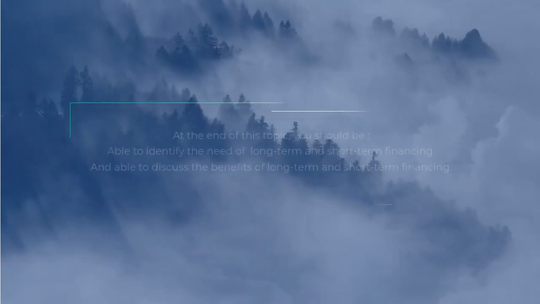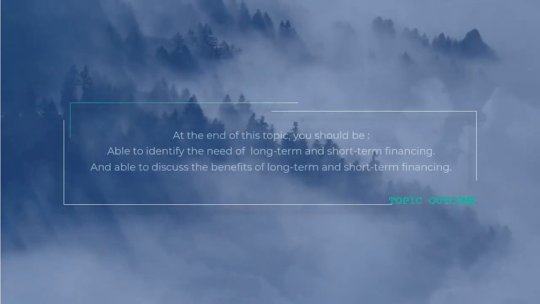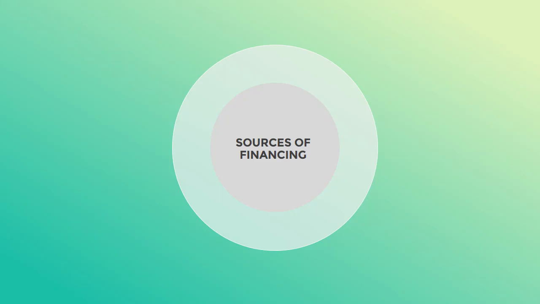At the end of this topic, you should be able to identify the need of long-term and short-term financing, and be able to discuss the benefits of long-term and short-term financing. There are 3 types of sources of financing: long-term, short-term and private fund initiatives.